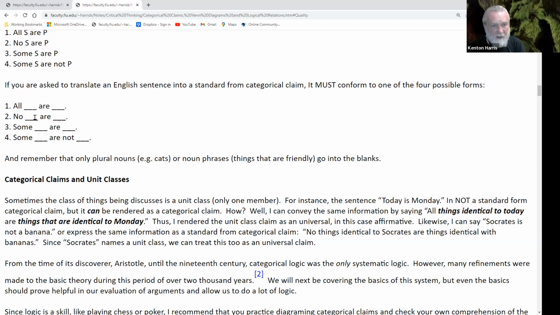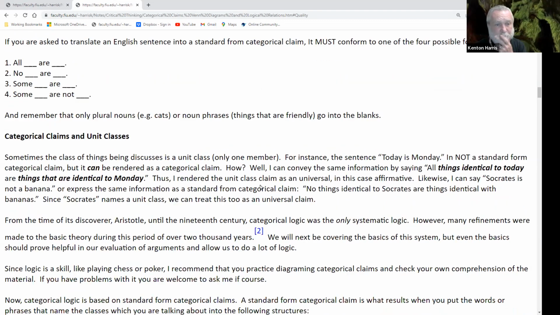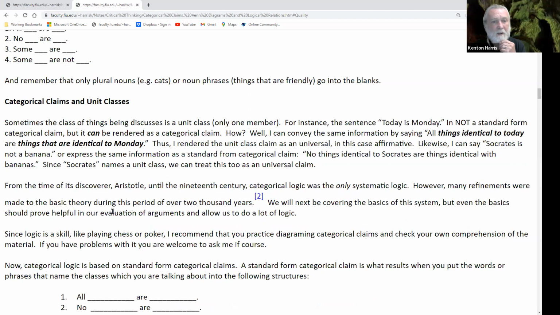And what goes in the blanks? Well, we already said what goes in the blanks is plural nouns and plural noun clauses. Now, what about unit classes? What about when I say that Socrates is a man, right? Well, there's only one thing that is Socrates. And so how do you get a plural noun or a plural noun phrase? And how do you express that?